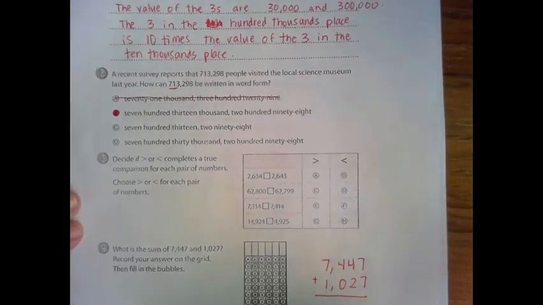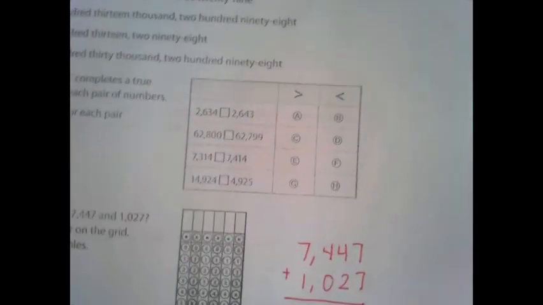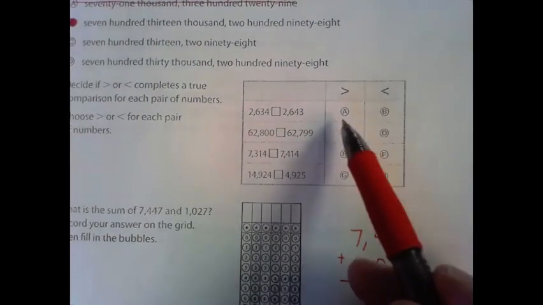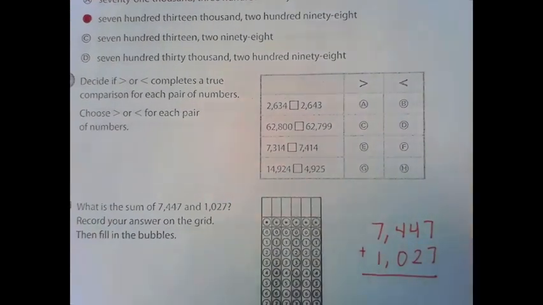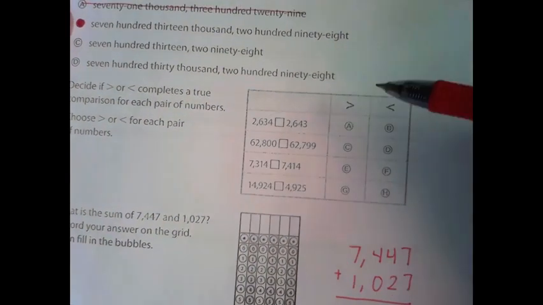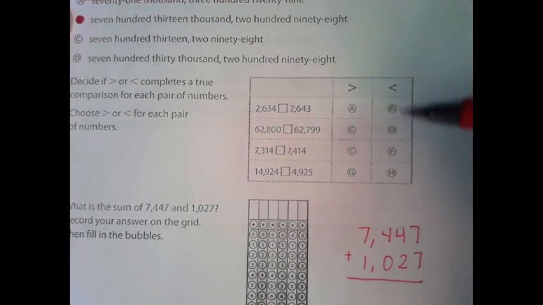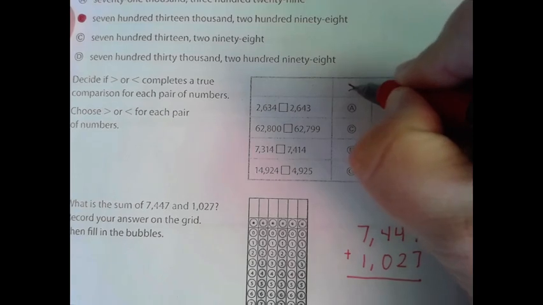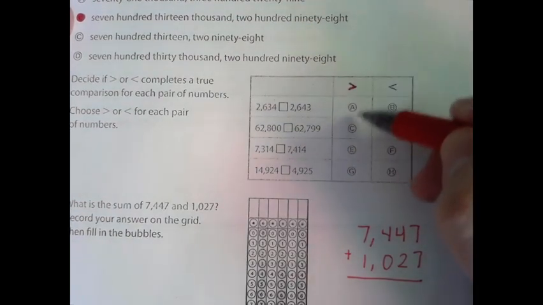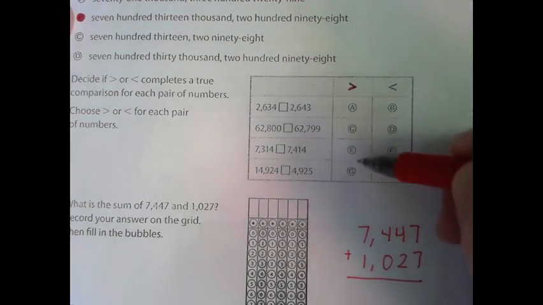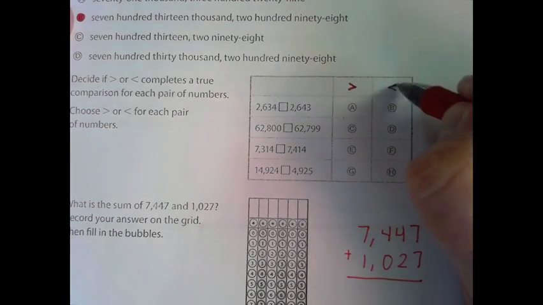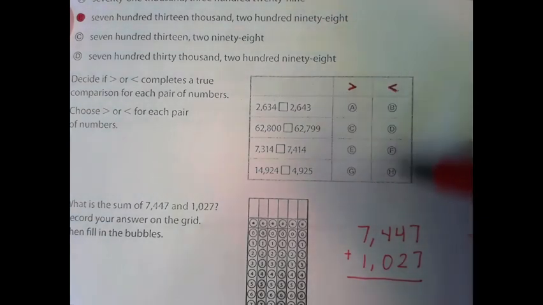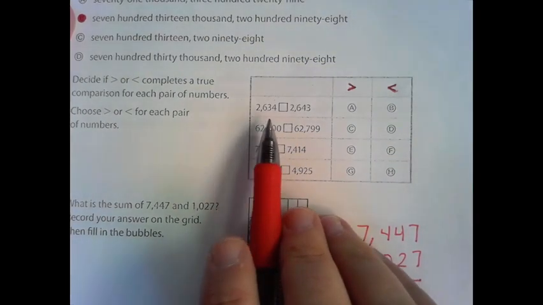All right, number 3, we're just comparing numbers. I'll zoom in here a little bit. So we just got to look to see if it's greater than or less than. And you can see here how to answer this type of problem. If you think it's greater than, you're gonna circle in the bubble here on the left. If you think it's less than, you're gonna color in the bubble here on the right.